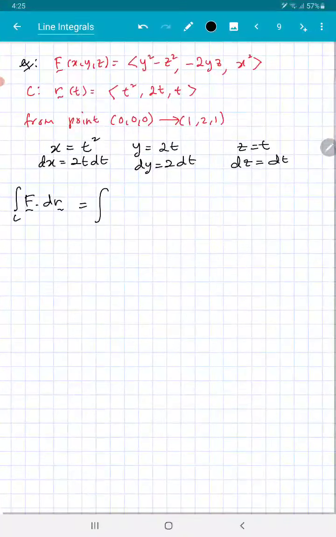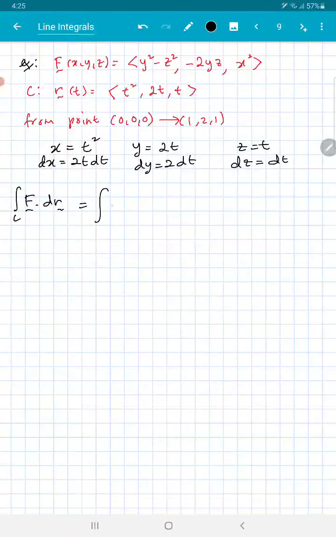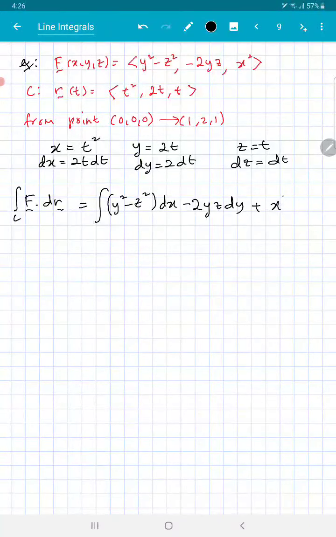Alright, so that would give us, in our case, y squared minus z squared dx, plus, oh, it's going to be minus here, we have minus 2yz dy plus x squared dz. Alright, so now we need to change everything in terms of t. Need more room, so I'm going to write it here.